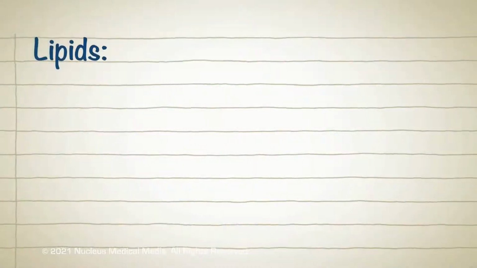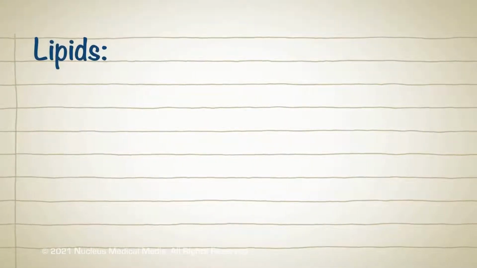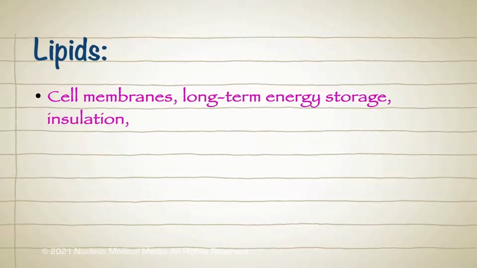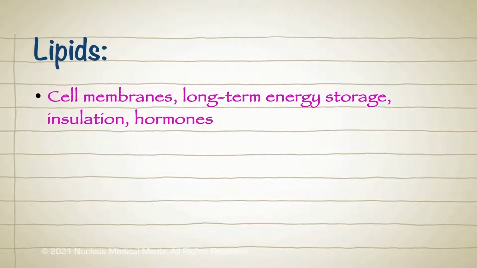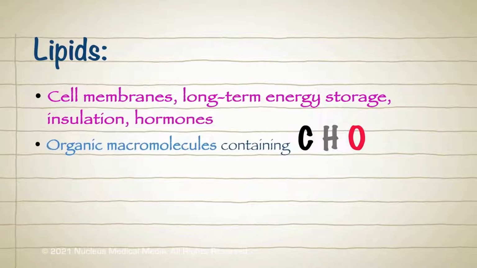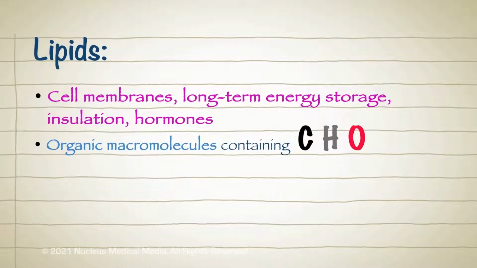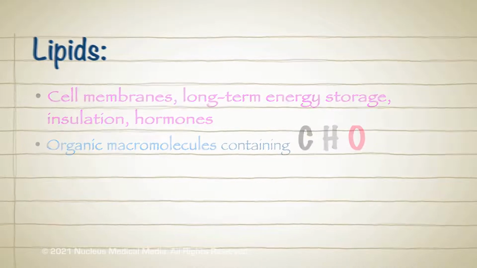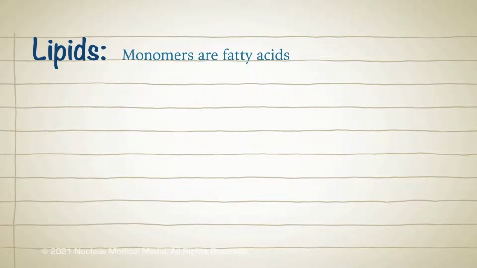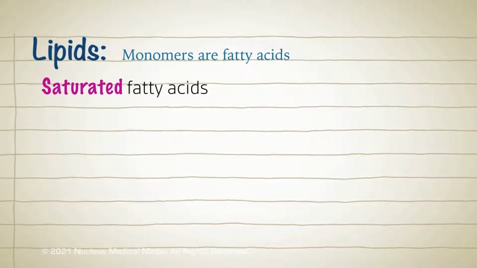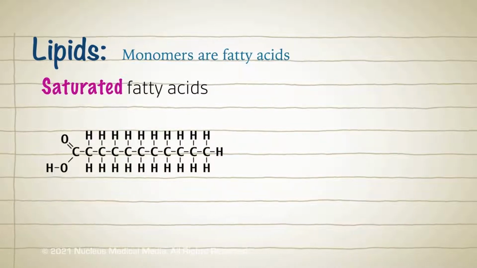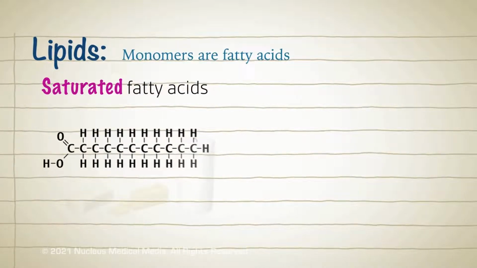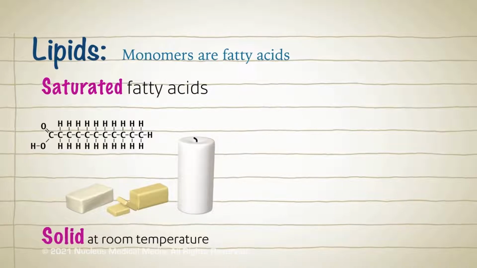To sum up, all living organisms use lipids in all of their cell membranes, as well as for long-term energy storage and insulation, and in hormone formation. Lipids are organic macromolecules containing mostly carbon atoms, as well as hydrogen and oxygen atoms. Lipid monomers are fatty acids. Saturated fatty acids are saturated with hydrogen because their carbon atoms form only single bonds. As a result, saturated fats are solid at room temperature.